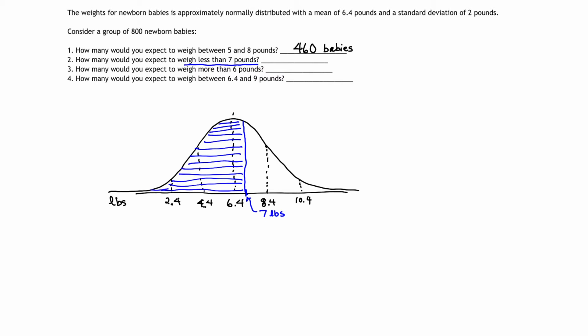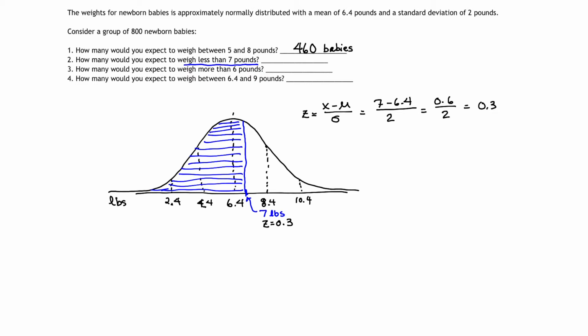Since 7 does not fall on a straight standard deviation, we need our z-table. And so the first step with that is to take this pounds and convert it into a z-score. So we're going to use our formula z equals x minus the mean divided by our standard deviation, where x is 7 pounds, our mean is 6.4 pounds, and our standard deviation is 2. If we continue to calculate, 7 minus 6.4 is 0.6, and 0.6 divided by 2 is 0.3. The z-score that corresponds to 7 pounds is 0.3.